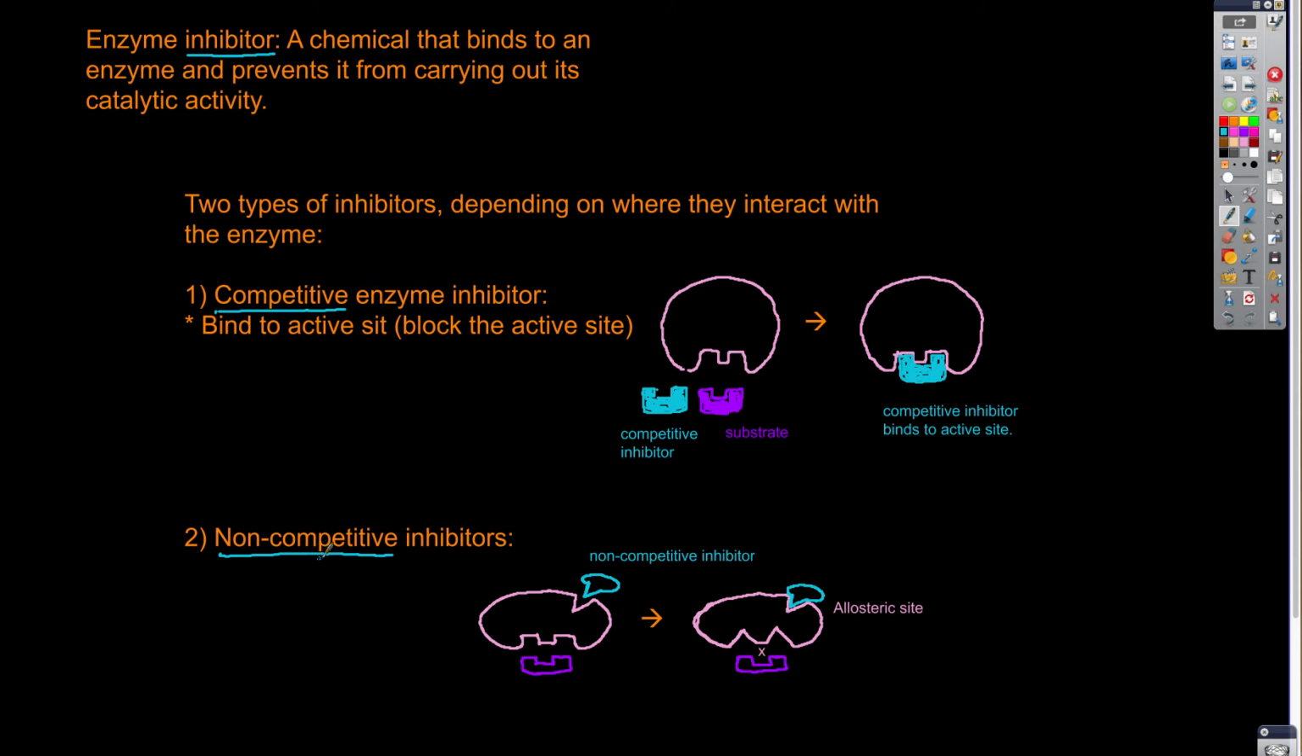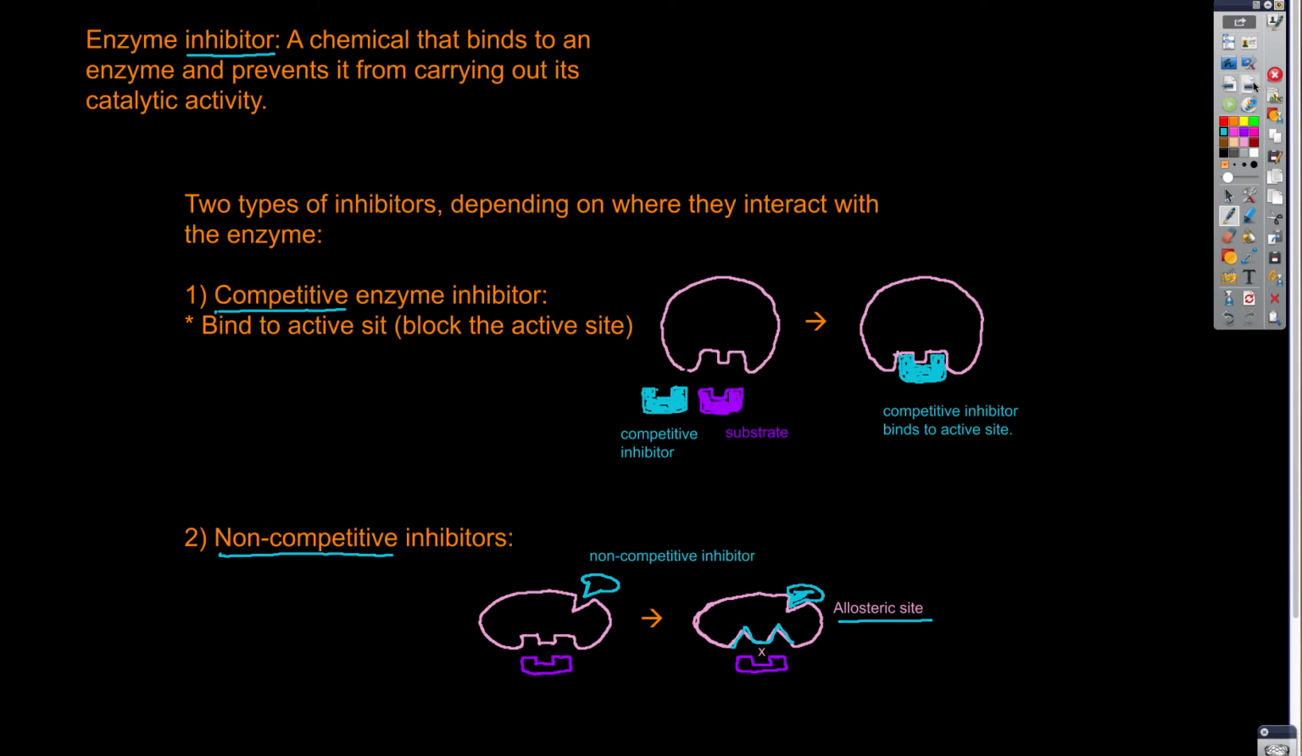Now, if you have a non-competitive inhibitor, it doesn't go after the active site of your enzyme. It attaches somewhere else to this enzyme, and that site is usually known as the allosteric site. Once it does that, it will change the shape of this enzyme or protein. Look at it here. It has the same shape as your substrate. Once the non-competitive inhibitor has locked itself into the enzyme, it has changed it into a shape that your substrate cannot fit in anymore. So non-competitive will attach somewhere else on the enzyme. Competitive will attach to the active site of your enzyme.